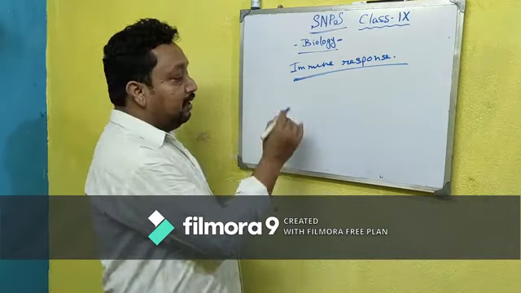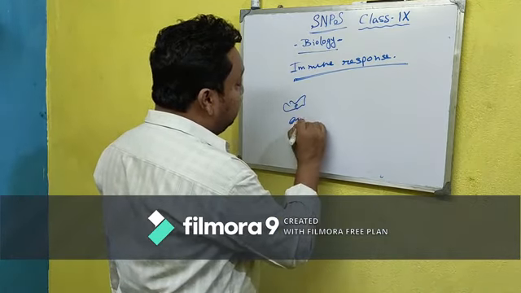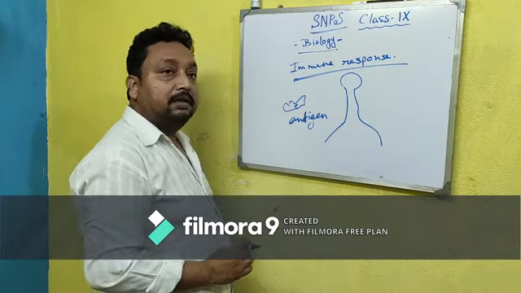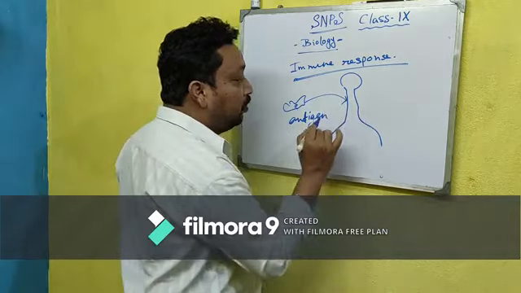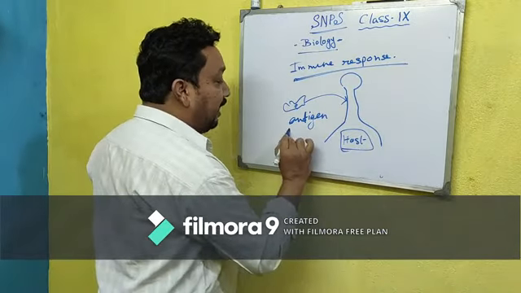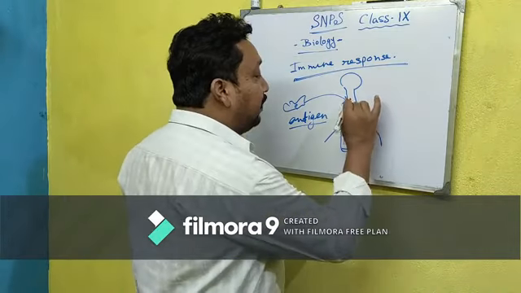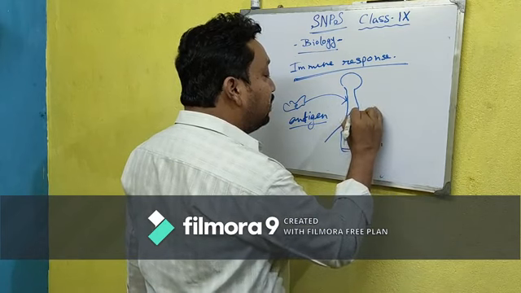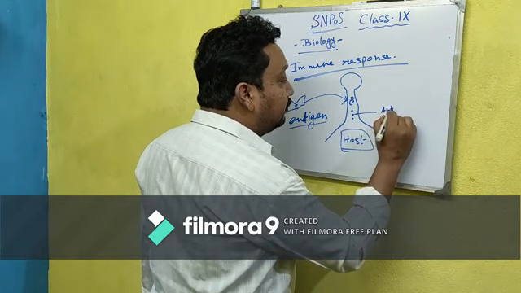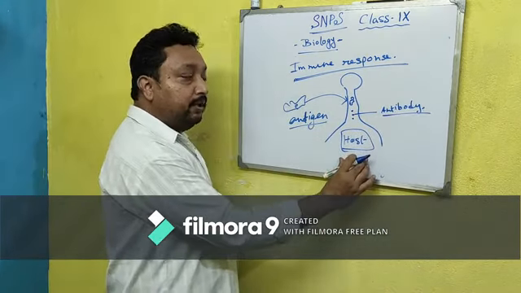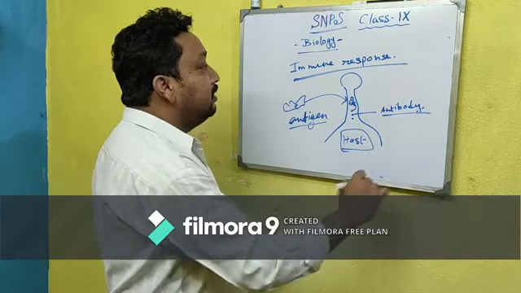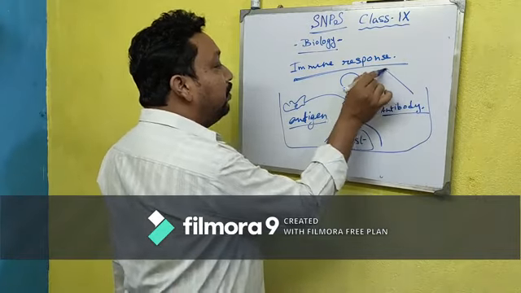How does the response occur? Think it is an antigen. When it enters the human body, which is known as the host, where the antigen infects, then the host body produces the antibody. The antibody produced within the host body kills the organism, kills the antigen. This mechanism is called immune response.